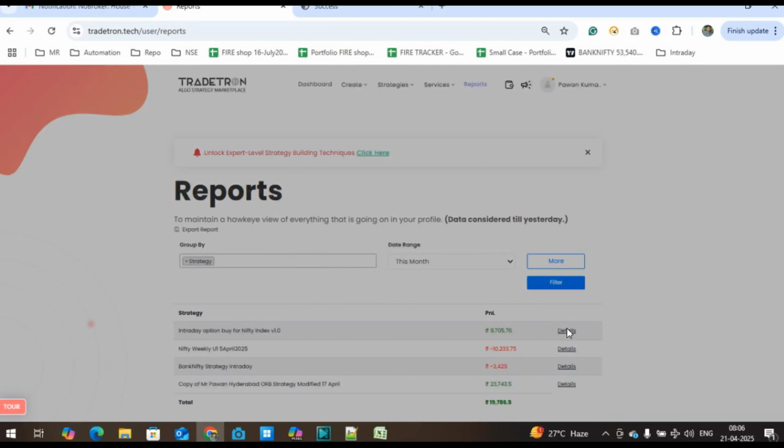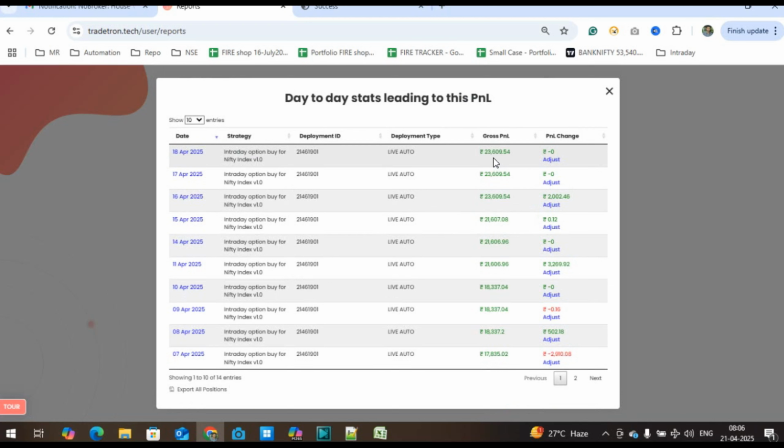And you see, I have not used the complete 1 lakh capital. I have used around 23,000, 21,000, 18,000, right? On that we are making this amount. But if you calculate the capital utilization and returns, that is huge.